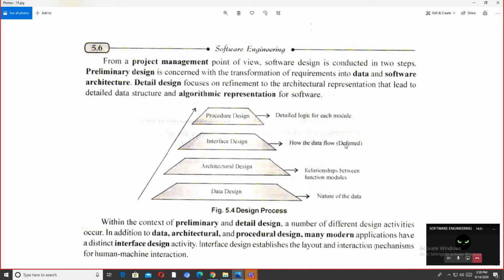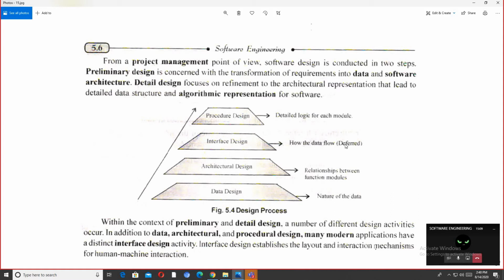Now, the detailed design focuses on refinement of the architecture representation that leads to detailed data structure and algorithmic representation for software. We all know about flow charts and data flow diagrams. So when we are moving into the detailed design, all these aspects of the design are considered, and then it is created into detailed data structure and detailed algorithmic representation, like flowcharts, for the software.